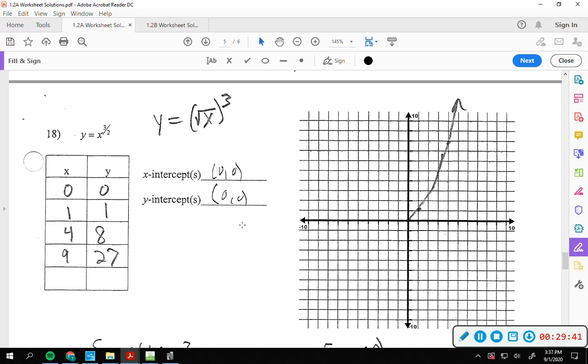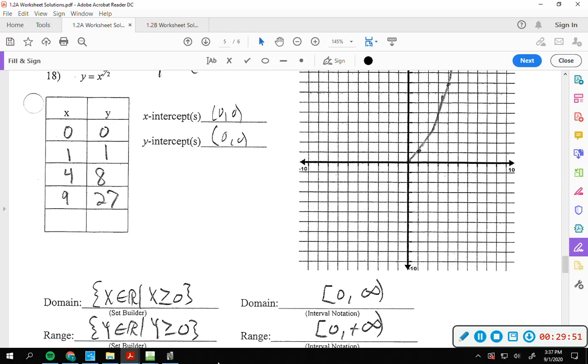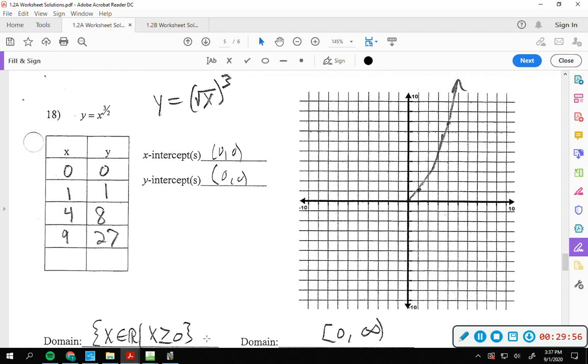Here's a domain written in set builder, and we can see the range starts at 0 and goes up. But we really don't know it until we plot points, right? Why is the domain x is greater than or equal to 0? It's a square root. I cannot take the square root of a negative number. That's another reason why you want to think of it this way first. If the denominator is an even number, that's when you're going to get domain restrictions. If you have a fractional exponent and the denominator is an even number, you're taking an even root, because the denominator tells you the root.